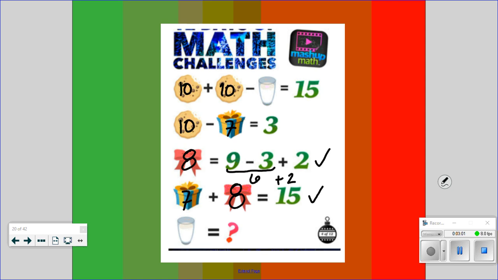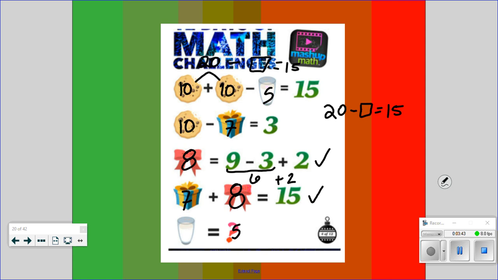Look at 5. Can you figure out what milk is in that top equation? Jackson? 5. How'd you figure it out? Because I know those two cookies were 10. And if I minus 5, it would equal 10. Yeah, so Jackson said, okay, I looked at 20 minus something equals 15, and he knew that something was going to be 5, so milk is equal to 5.